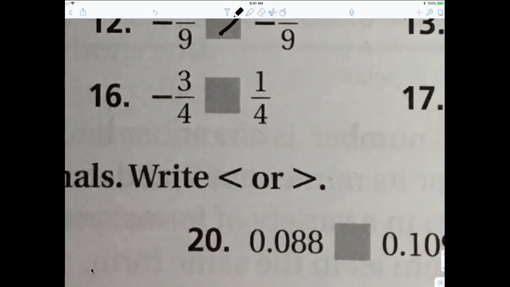All right. Uh-oh. Here we go. Okay, so 4 times 1 is 4. No, you don't need to do that. So it would be 3. Negative 3/4 is less than 1/4. Very good, because it's negative.